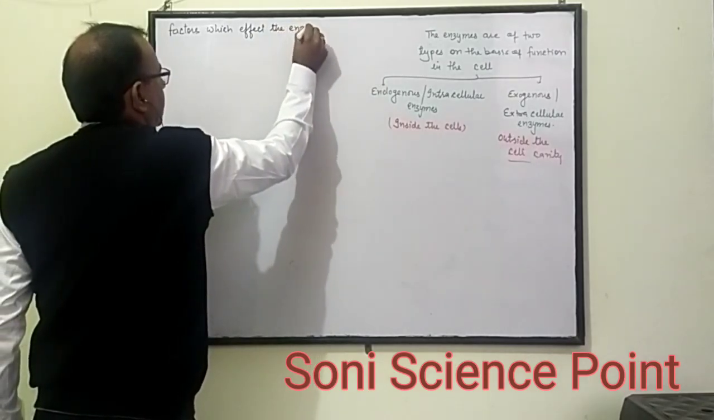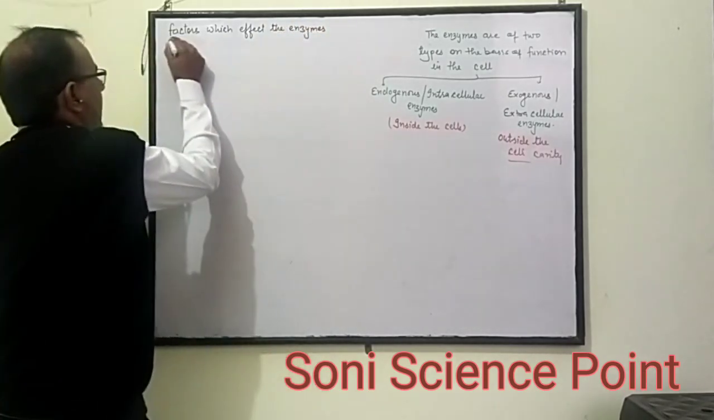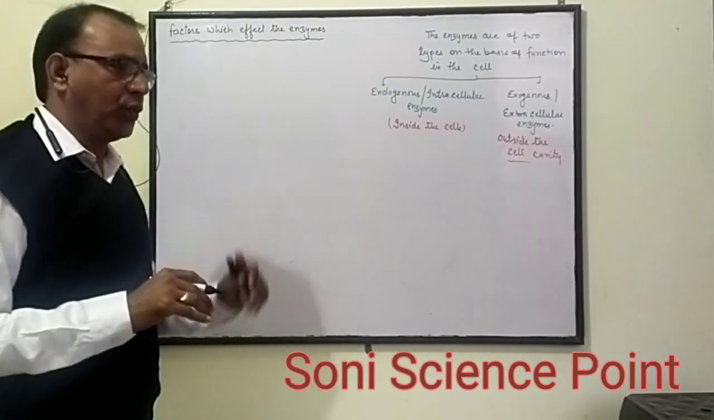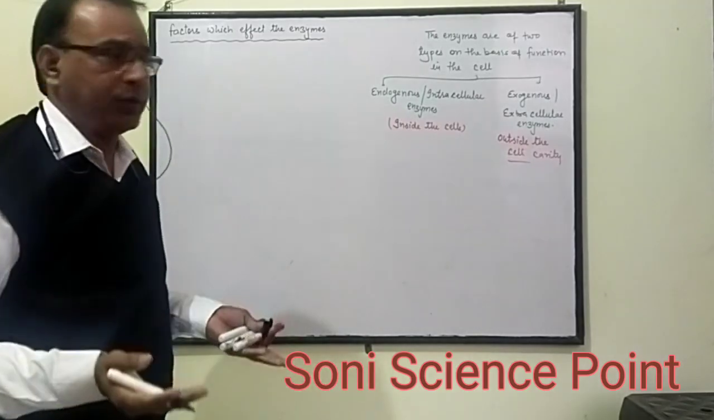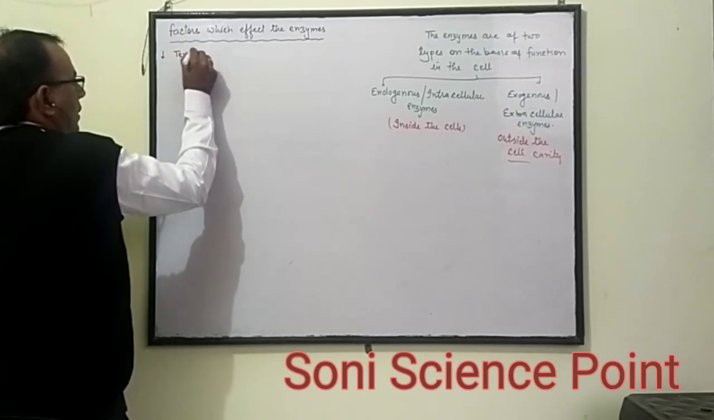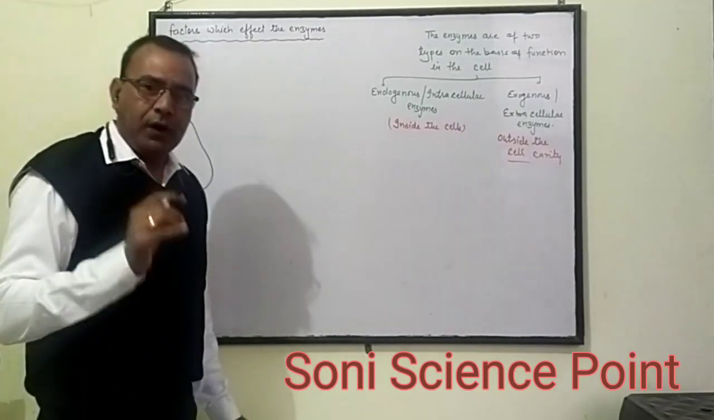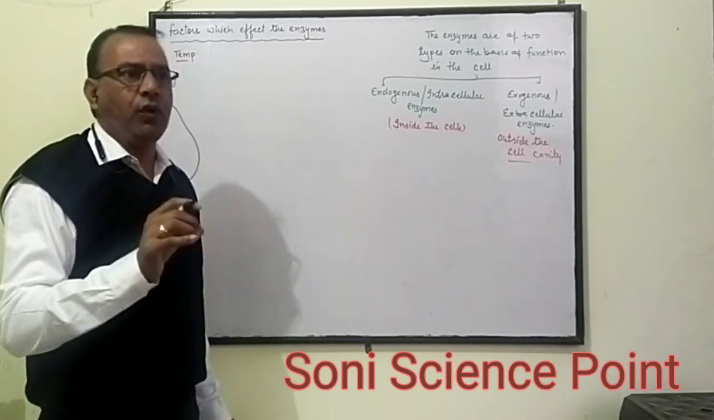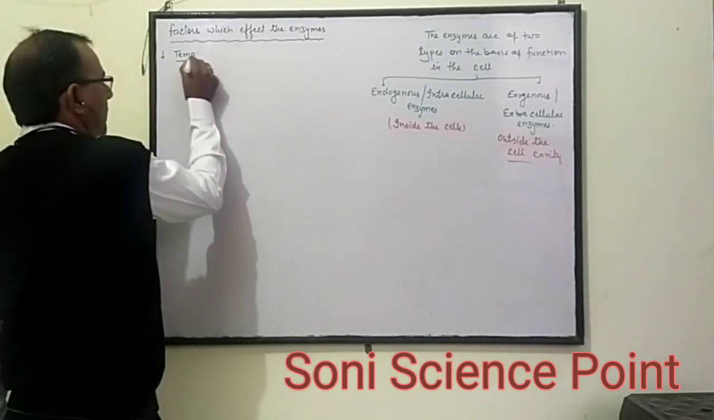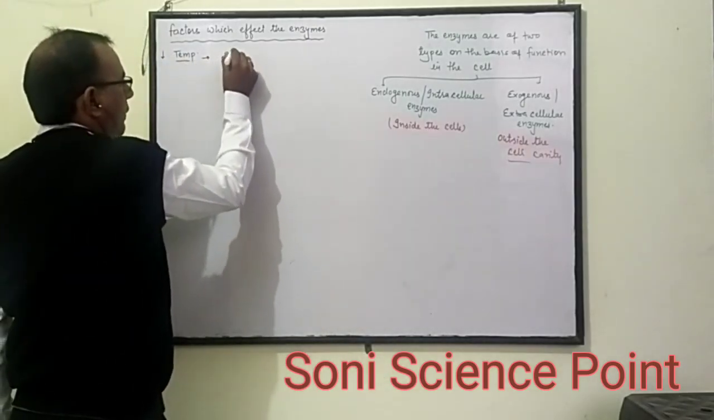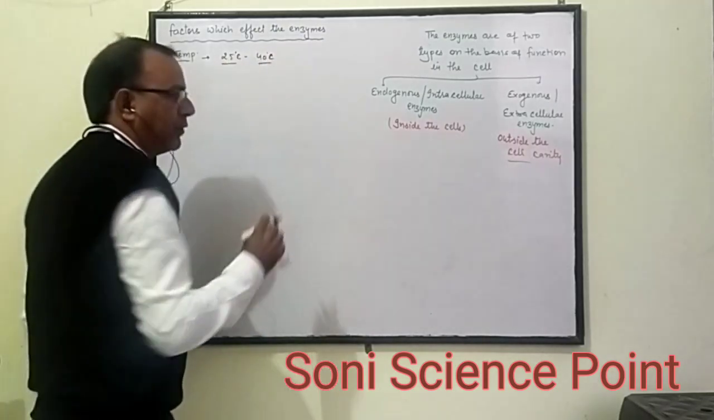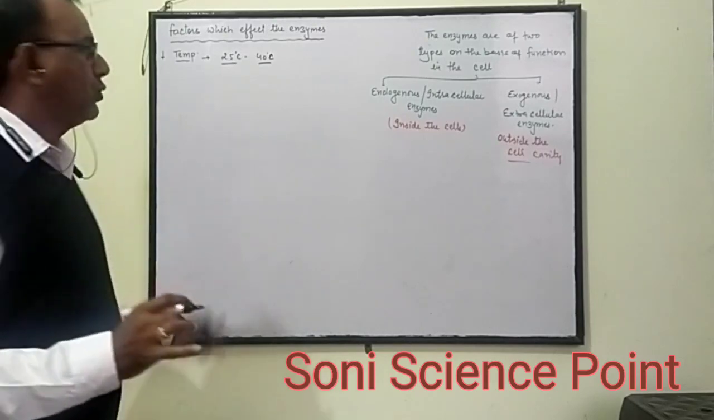There are many factors which affect the enzymes, because in the presence of these factors, some enzymes show more function and some may not. First of all, the factor is temperature. All enzymes are functional in the temperature range of 25 degrees Celsius to 40 degrees Celsius. In this range of temperature, all enzymes show functions.